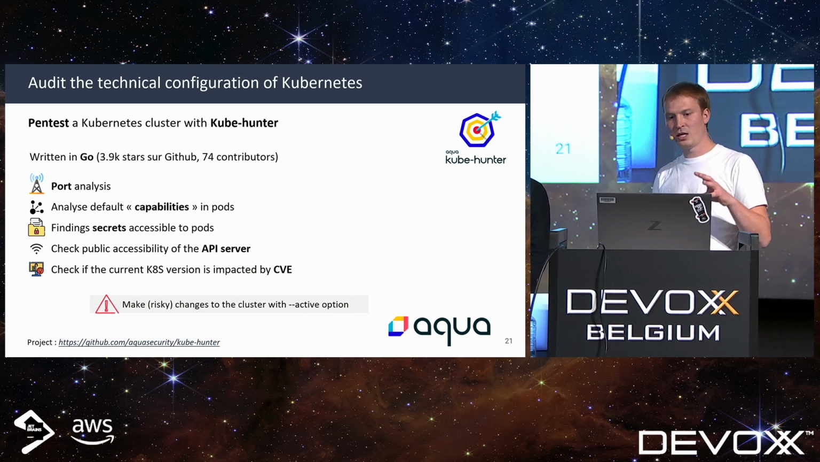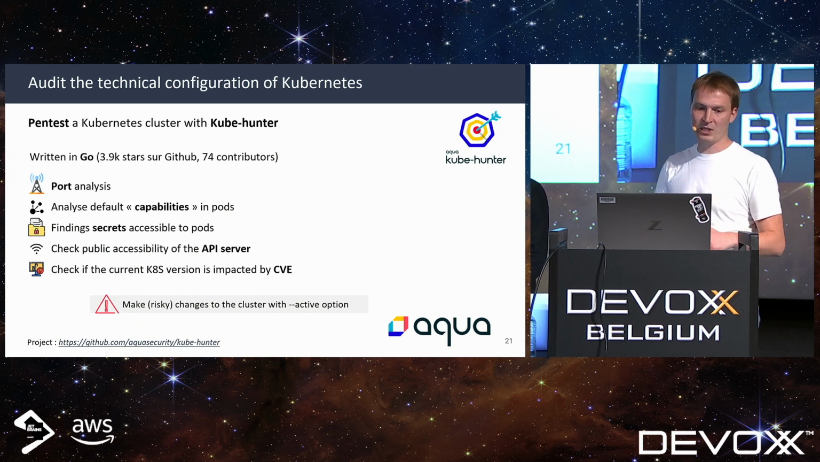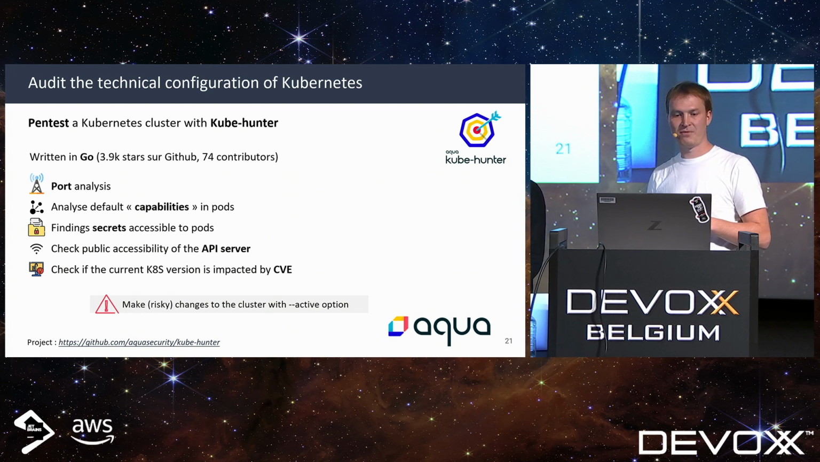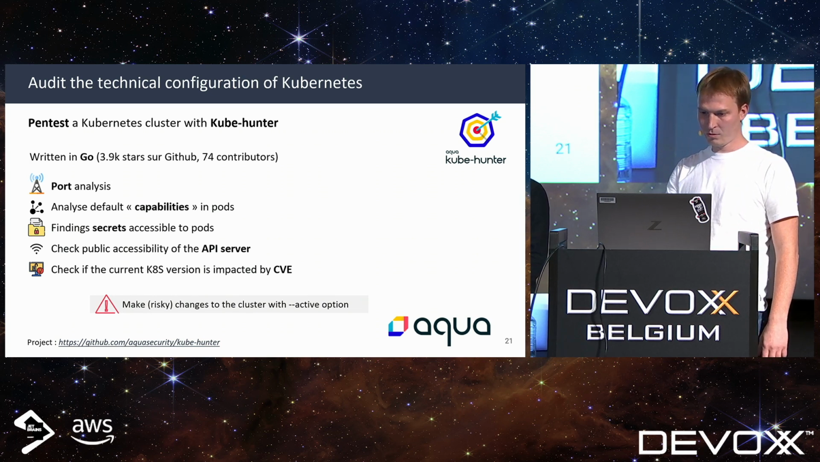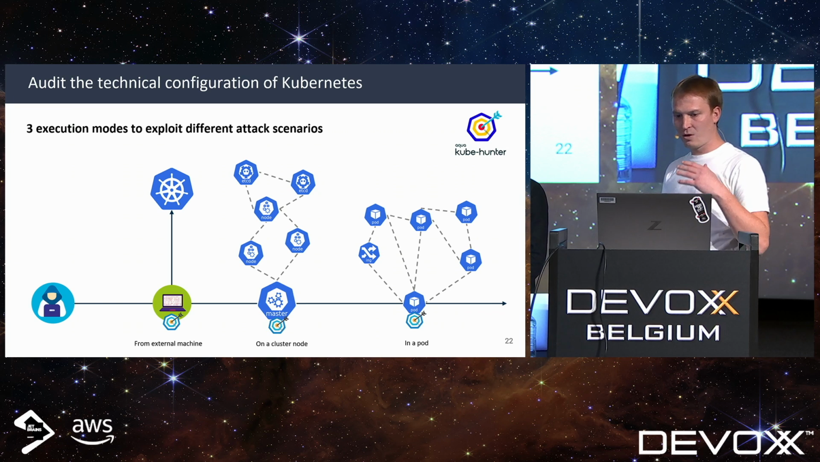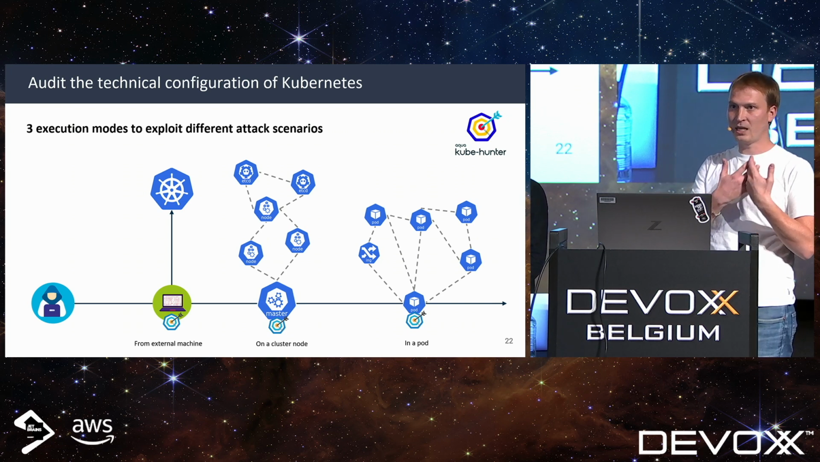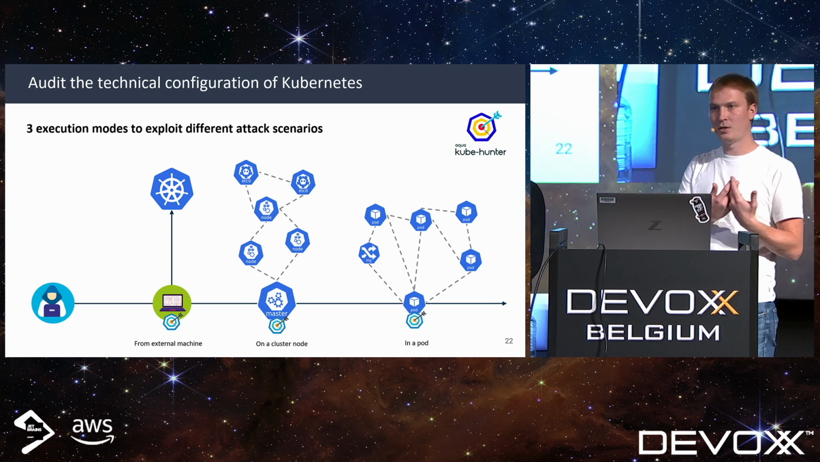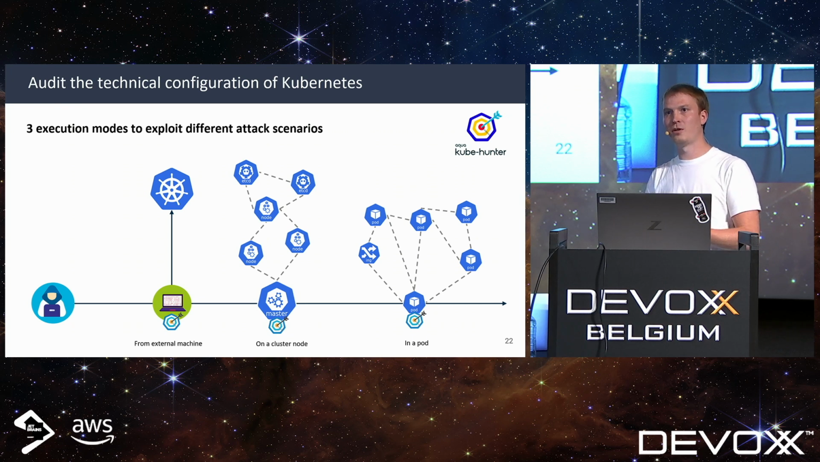This time, it will try to find vulnerabilities and exploit them. It will tell you all the open ports, all the capabilities you have in your pods, find secrets, and whether you are impacted by a CVE. With Kubehunter, you have three kinds of scenarios, and it will simulate what the attacker can do from an external host, from the master node, or directly on the pod.